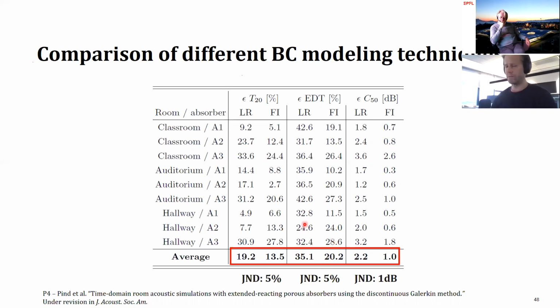And for the clarity parameter, the error is now in dBs. We are above or around the JND threshold as well. So the conclusion here is that, at least modeling these types of porous absorbers, we need to model the extended reaction.